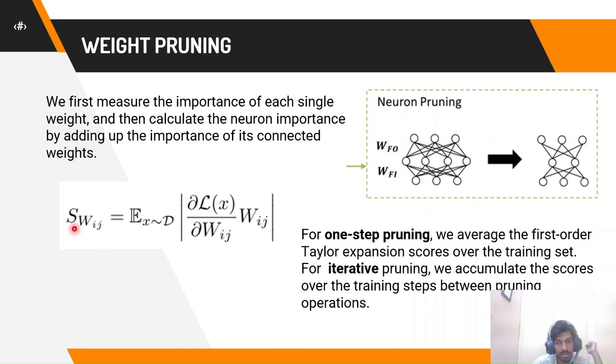So if the S value is quite high, we cannot eliminate that neuron or that weight connection, because that weight has quite an importance in the neural network. So we will try to find those neurons which have the least importance, and then we can prune them from the network, as you can see in this diagram. For one step pruning, we average the first order Taylor expansion, which is this one, and scores over the training set. And for iterative pruning, we accumulate the scores over the training steps between pruning operations.